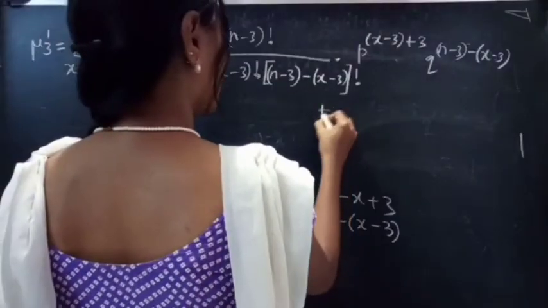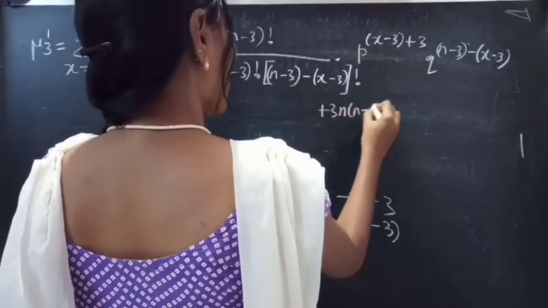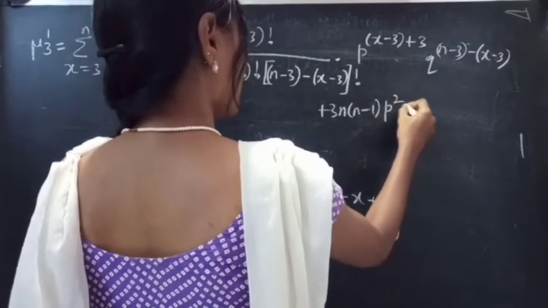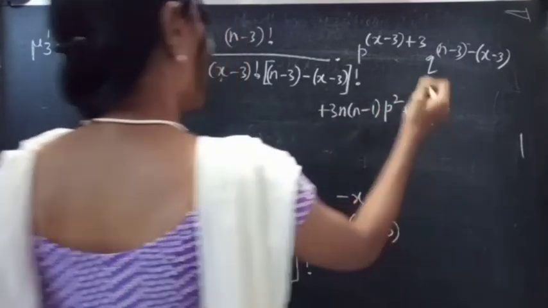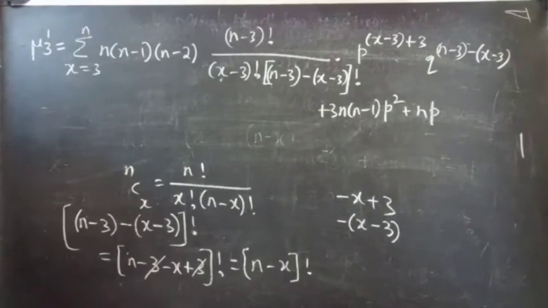Plus 3n into n minus 1 into p square plus np. Okay. Fine.